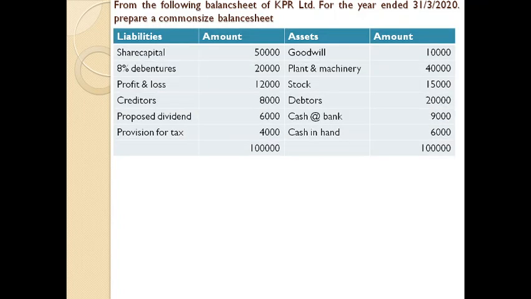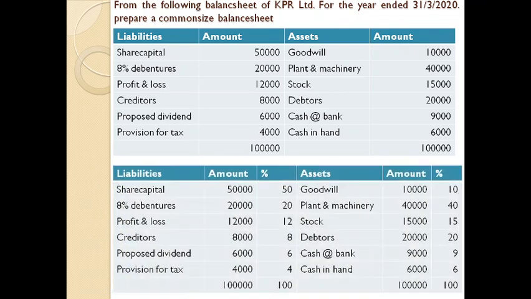Here is the question: the liabilities and assets amounts of the balance sheet of KPR Limited for the period 31/3/2020 are given, and you are familiar with each item in this balance sheet. Next, you need to prepare a common size balance sheet of KPR Limited for the year ended 31/3/2020. You need to give the title for the statement. This is how a common size statement looks. It is similar to the statement given in the question. An additional column is given on the right of each side of the balance sheet after the amount column. Here we can go through each individual item.